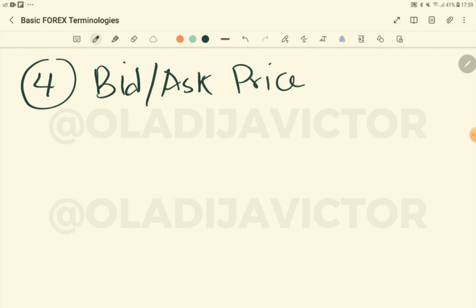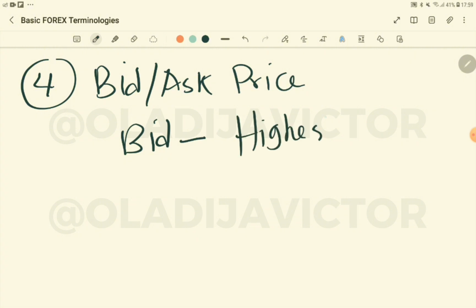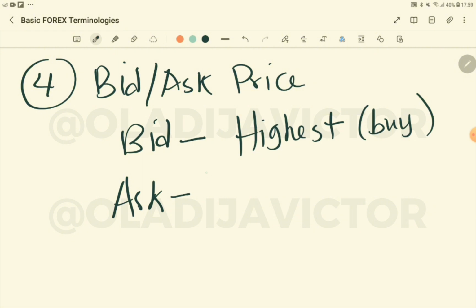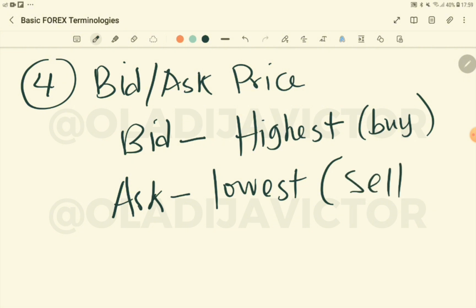The fourth concept is the bid and the ask price. When you think about this, think about any other day you just randomly stroll to the market. The bid price is the maximum price, the highest price that a buyer is willing to pay, while the ask price is the lowest price that a seller is willing to sell.